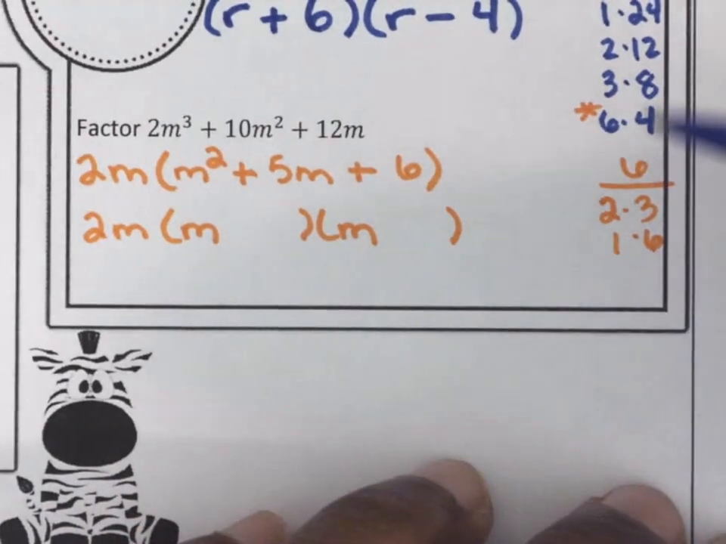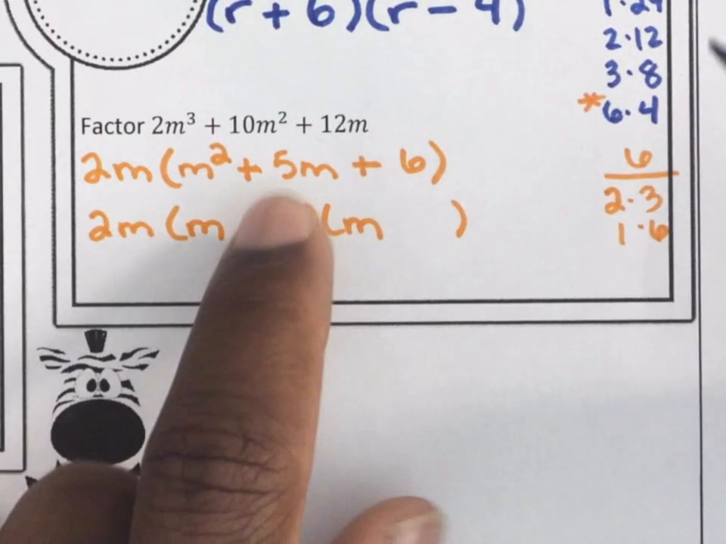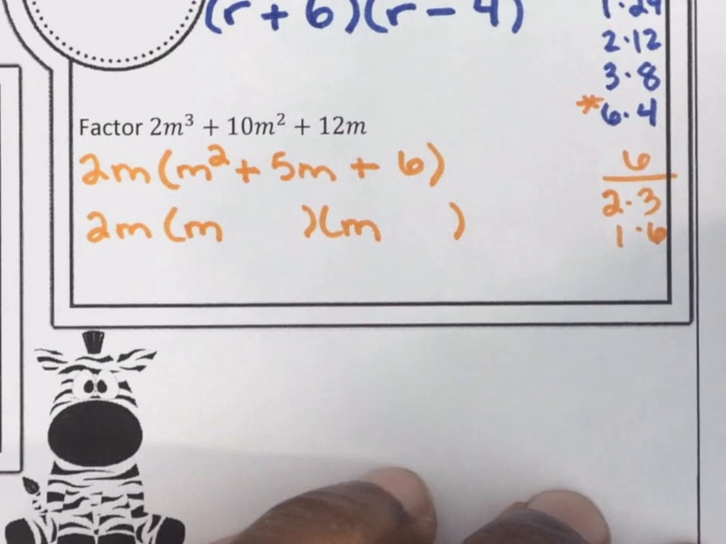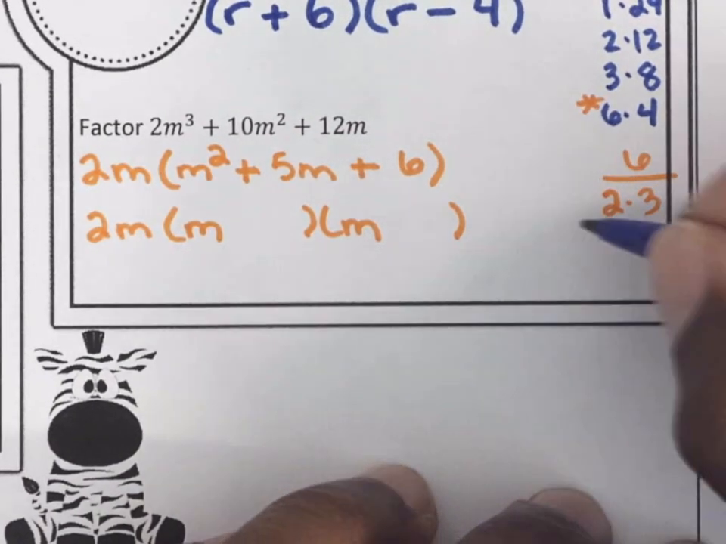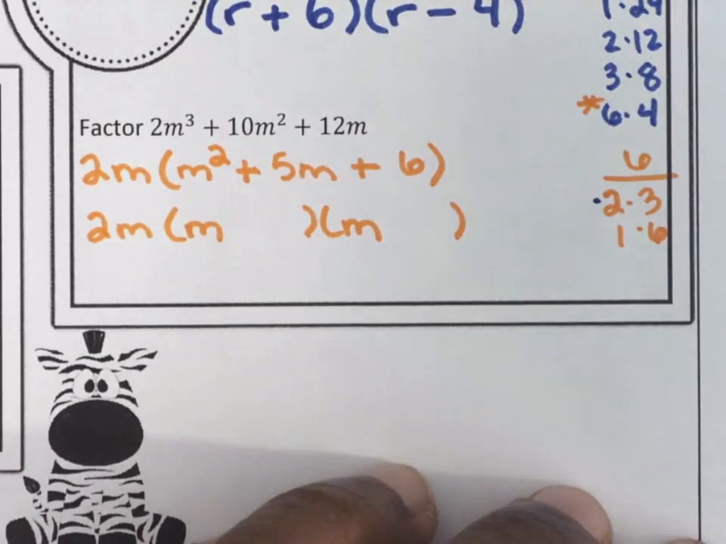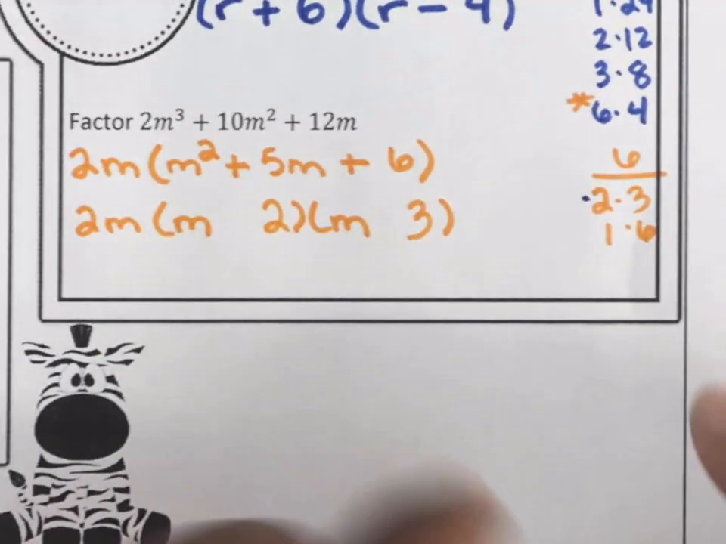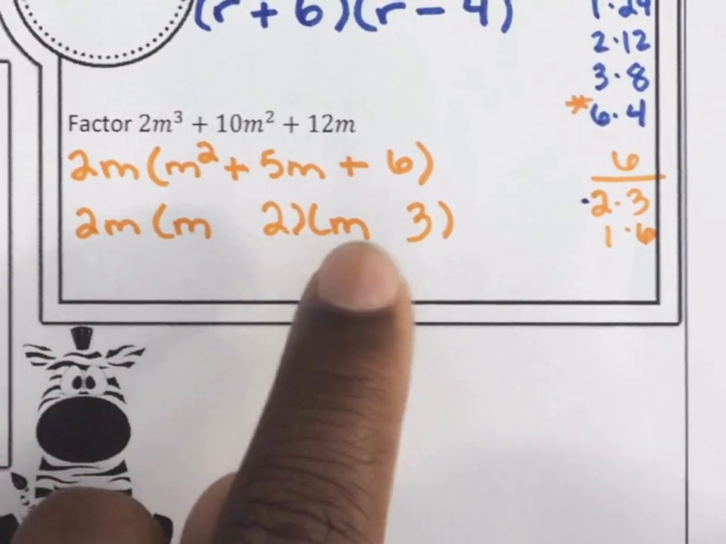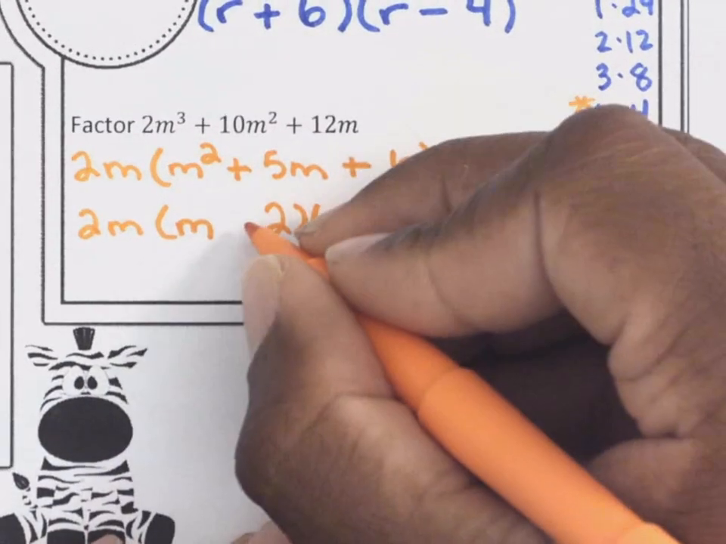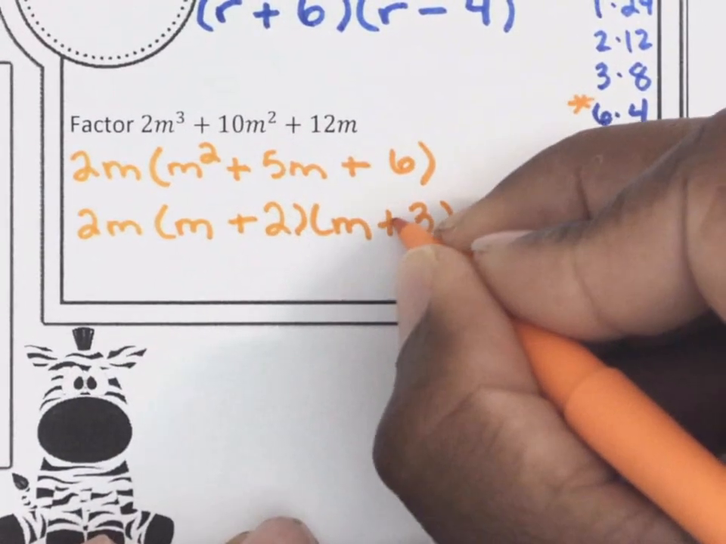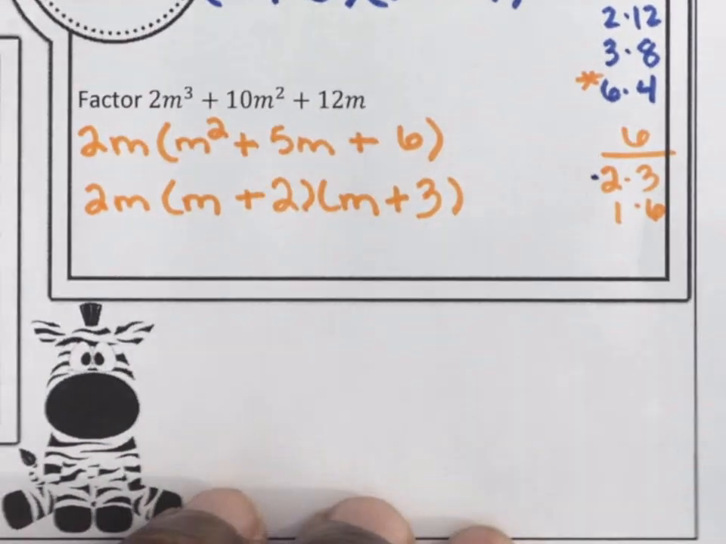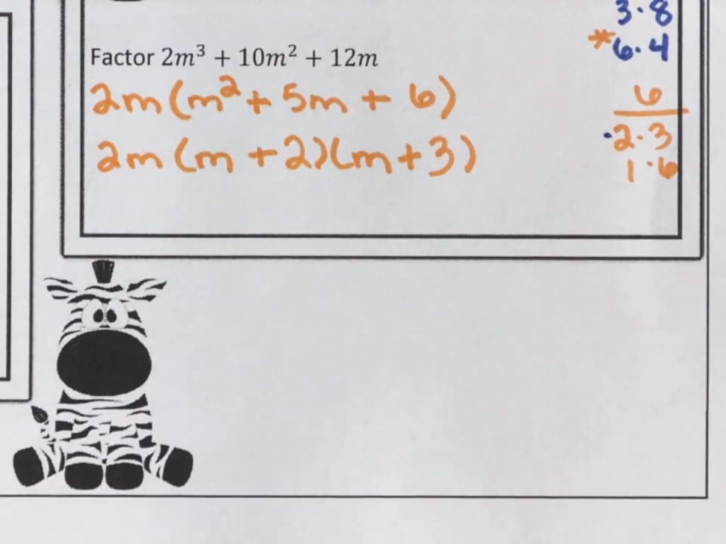That I can add or subtract to get me the middle number 5. Which pair do I need? 2 and 3. Yep, 2 and 3. I see plus and plus, so I know everything needs to be positive. Plus 2, plus 3. And we just factored that.